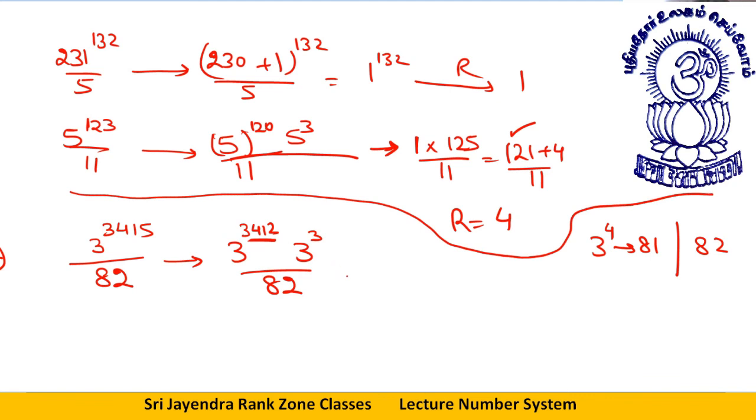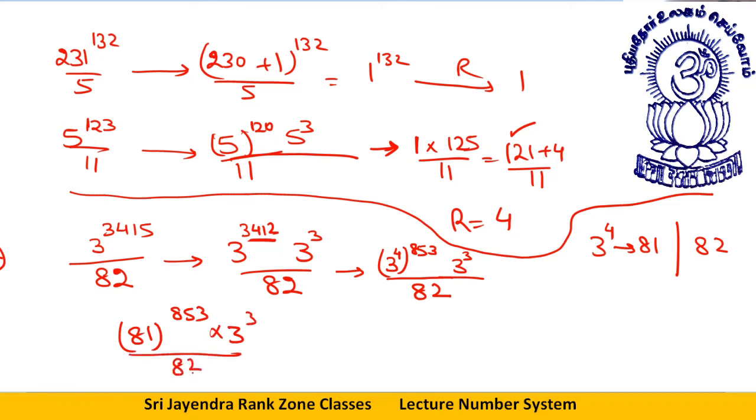When I divide this by 4, I can write this as 3 raised to power 4 to the power of 3412 divided by 4. Now what is 3412 divided by 4? 34 divided by 4 gives 8 remainder 2, 21 gives 5, 12 gives 3, so the quotient is 853. Then I have 3 cube, then 82. So this is 81 raised to the power 853 into 3 cube divided by 82.